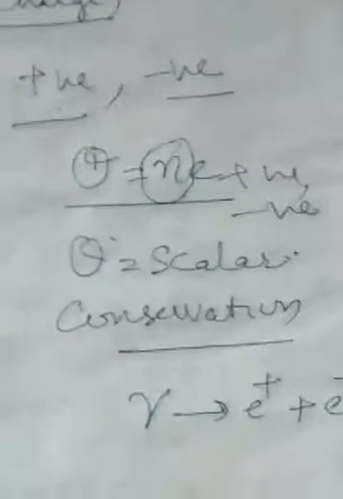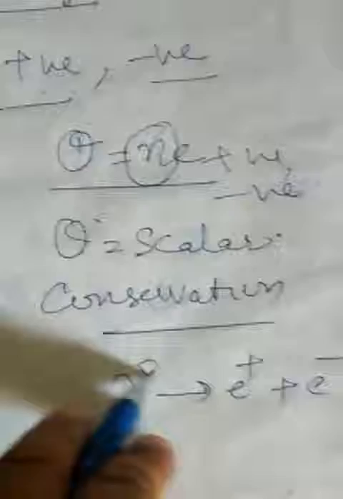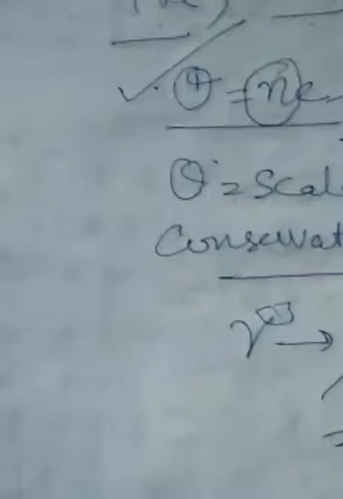Then, conservation of charge: the charge remains conserved. That is, before and after the reaction, the charge is always the same. Let us say this is a 0 comma ray. Before the reaction the charge is 0, after the reaction 1 plus 1 minus 1, and when you add them, it will be 0. So before and after the reaction the charge is 0. So these are the properties we have discussed. Now we are going to discuss the numericals based on this particular charge.